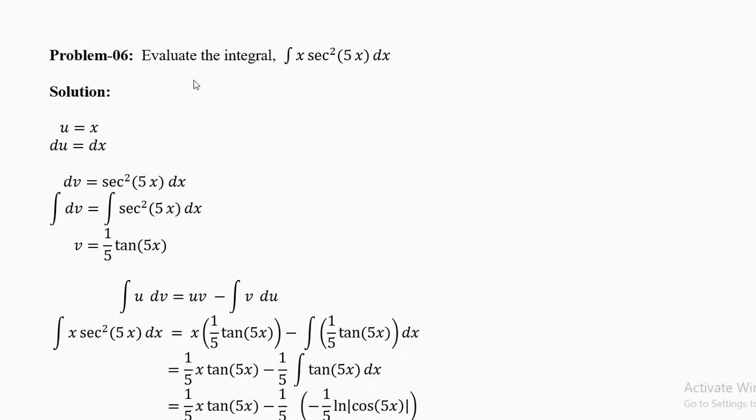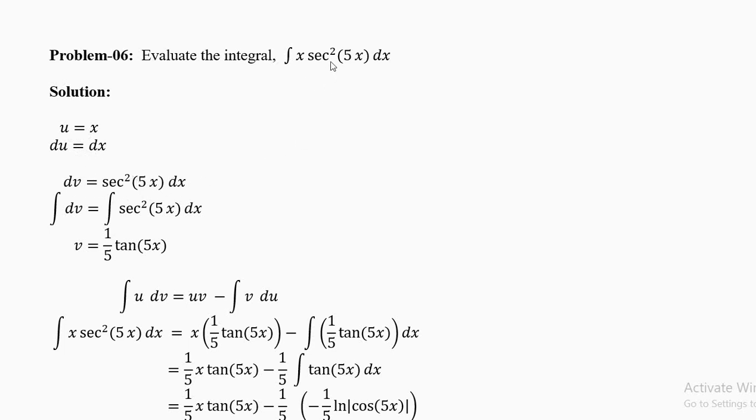Now, problem number 6. Evaluate the integral of x secant square 5x. If you open that one page of 13 formulae, integration of secant square will give you tangent with the number 1 over k, k equal to 5 in this case. Choose u equal to x, du equal to dx, dv equal to secant square 5x dx.